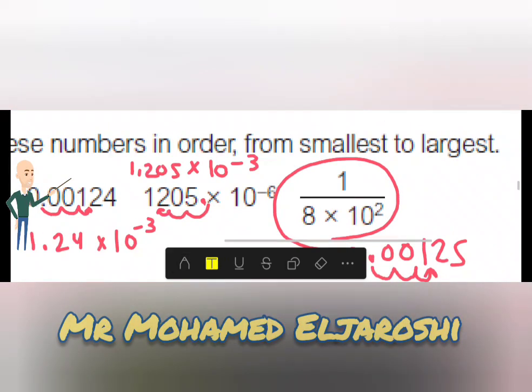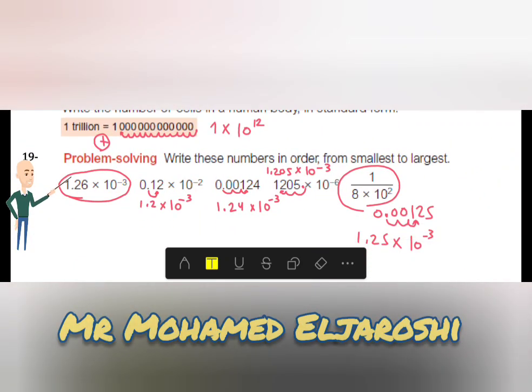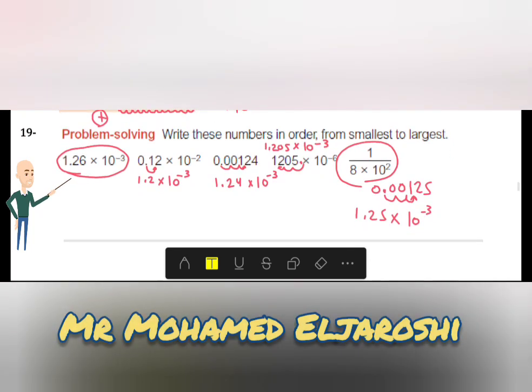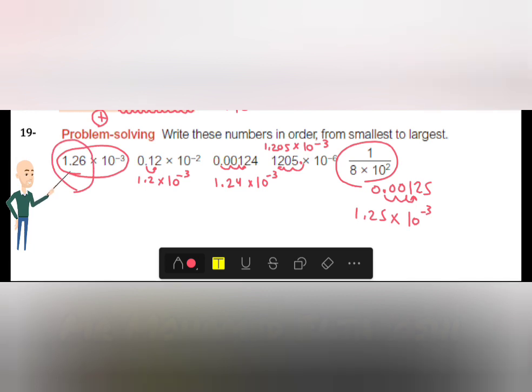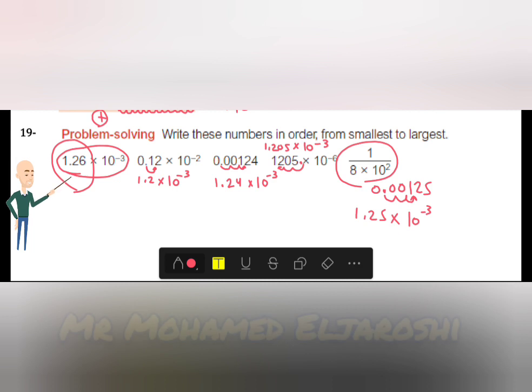Now I'm going to check which one is the smallest. The smallest one has the largest number in the negative power. Now all of them have negative 3. How can I check which one is the smallest? By looking at these numbers. I don't care about the powers now because all the powers are the same.